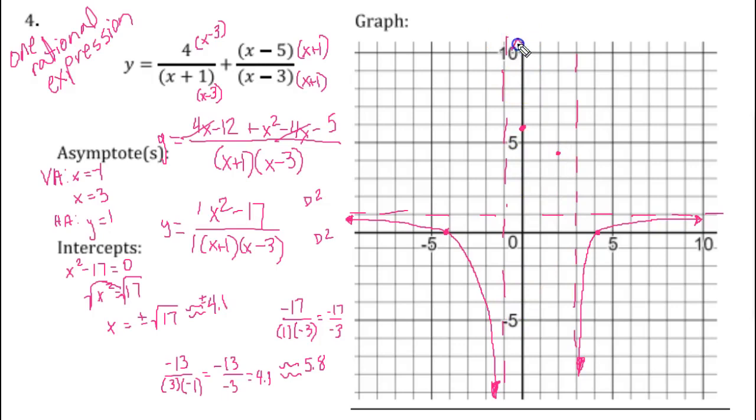So it's going to come down. It's never a bad idea to pick another point. Picking 1 would tell us kind of exactly where in here do I need to turn my graph around, but it does not cross the horizontal asymptote.